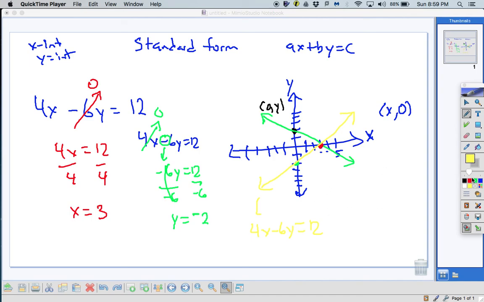Okay. So we've now graphed two lines. The first one was 2x plus 3y is equal to 6. And we got 4x minus 6y equals 12. So we always follow the same rules.